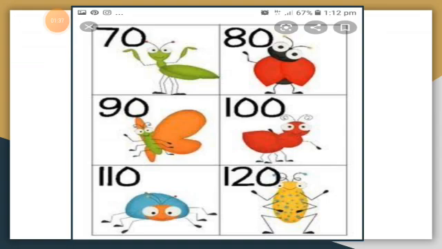See? When we add 10 in 70, 80 will come. When we add 10 in 80, 90 will come. When we add 10 in 90, 100 will come. Add 10 in 100, 110 will come. Now add 10 more in 110, 120 will come. These all are the decade numbers and multiples of tens.